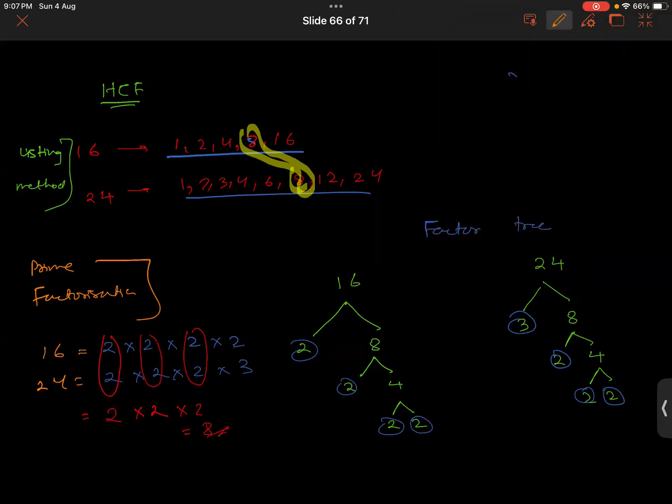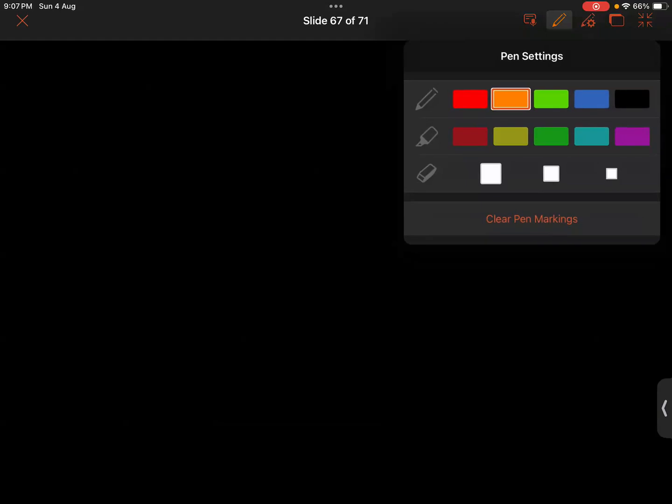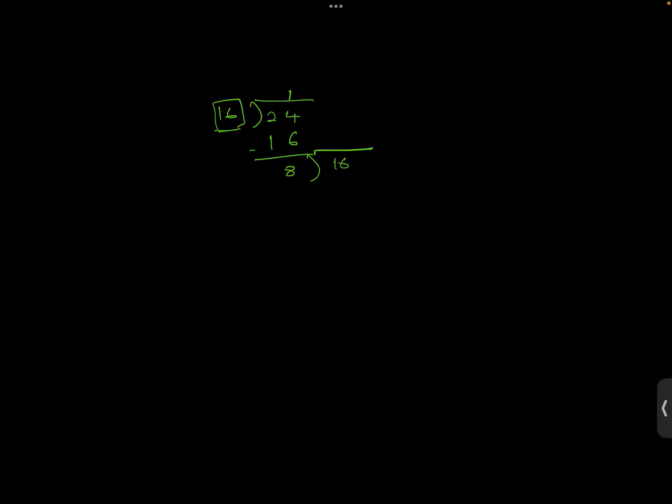Yes. And then the third method was the division method. So let us take again the numbers 16 and 24. So 16 ones are 16. 24 minus 16, that is 8. You take this as the new dividend. So then 8 twos are 16. And hence 8 is the HCF. That was the division method which we have learned. Right?